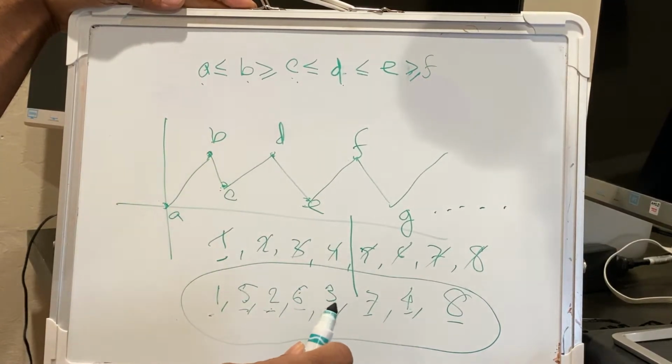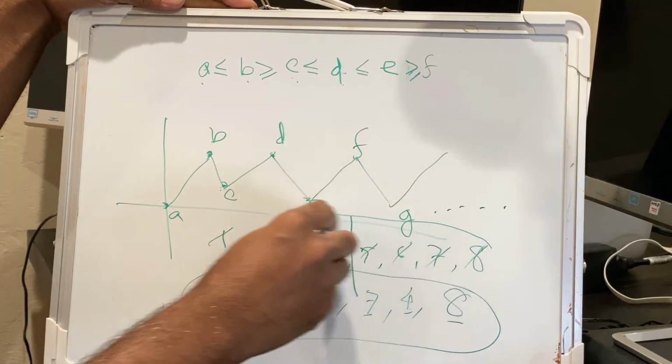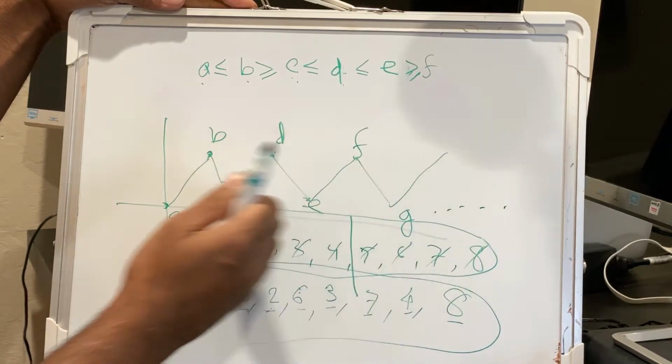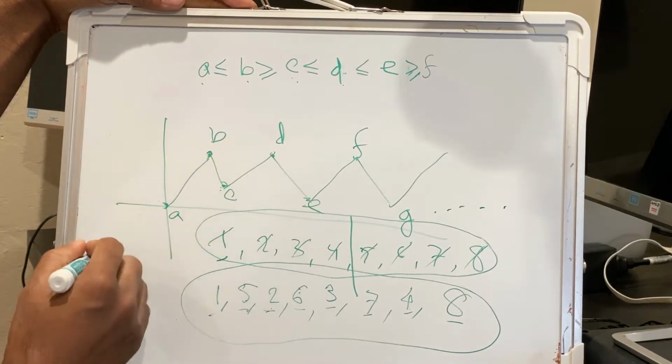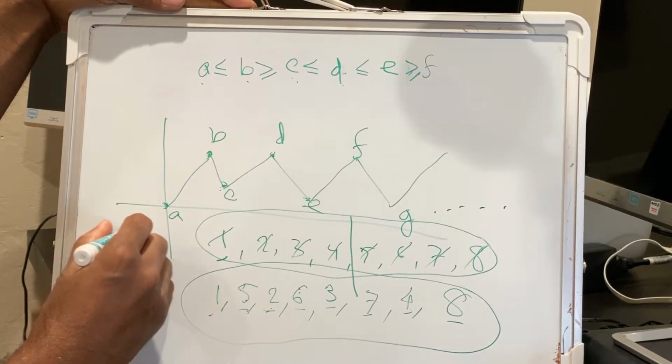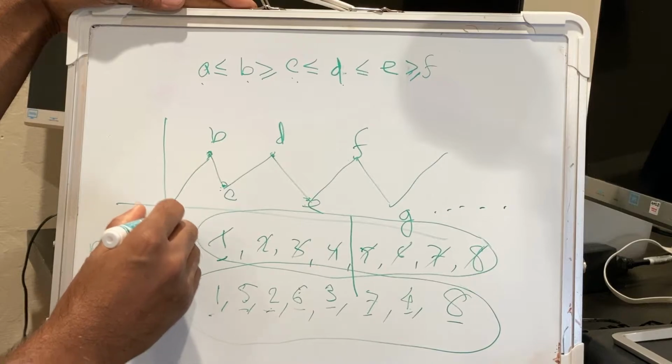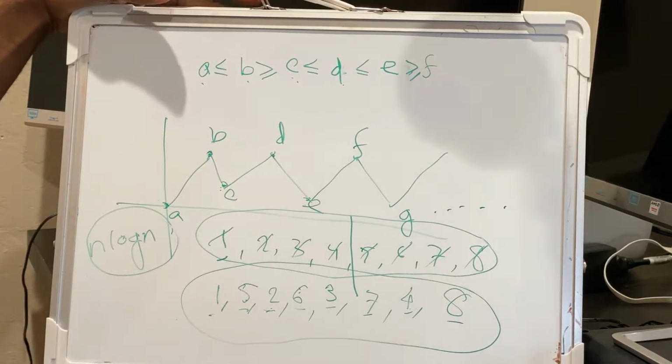But in that case, first of all, we need to sort this whole array. I have already sorted it, but it would be random at the beginning. And sorting, we know it takes order of n log n time. So can we do better?